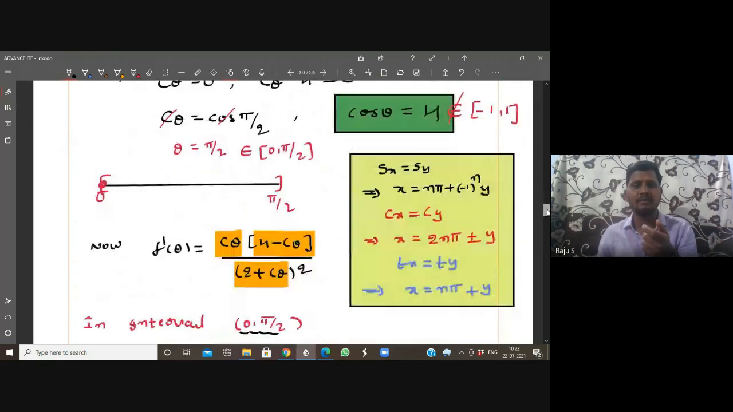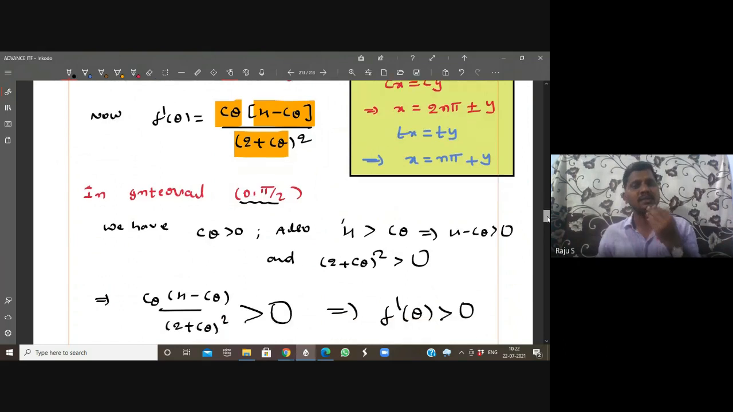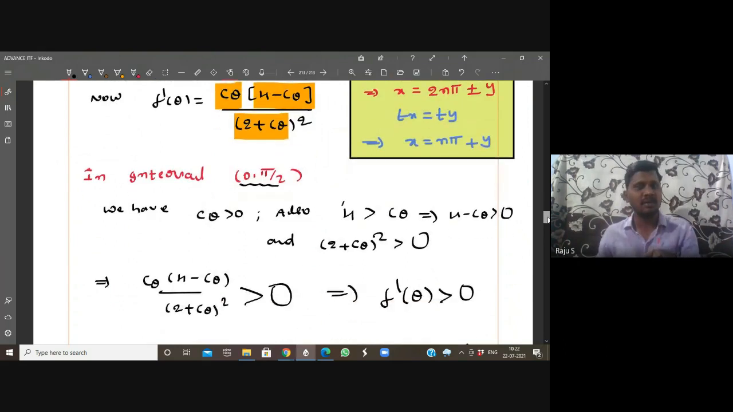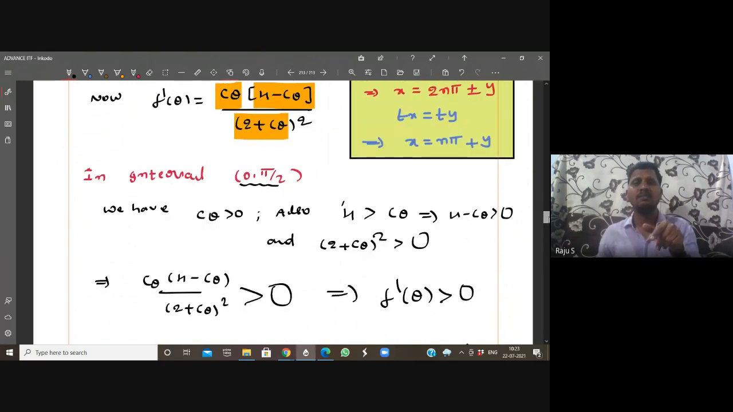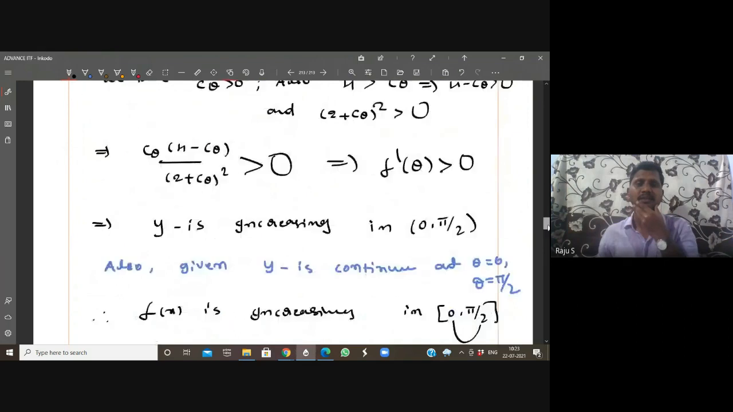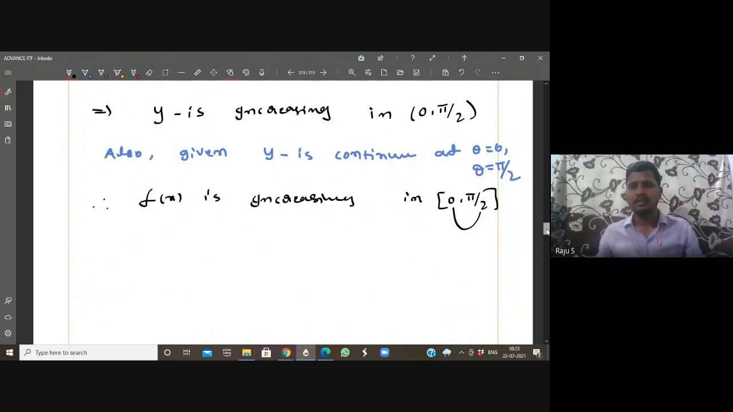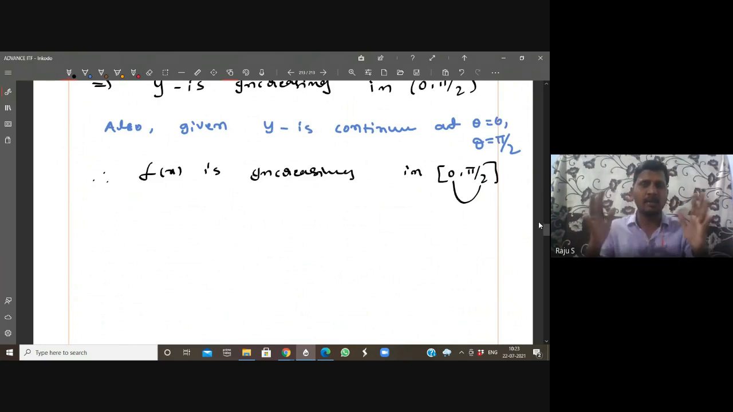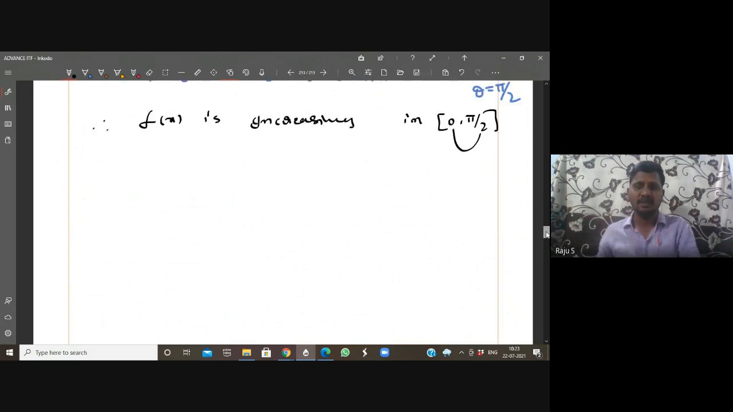The simplest form is f dash of theta equal to cos theta into 4 minus cos theta by 2 plus cos theta whole square. Cos theta is greater than 0, 4 minus cos theta is greater than 0, and the denominator is already greater than 0. With the help of this, the total value is greater than 0, which implies f dash of theta is also greater than 0. Whenever it is greater than 0, it is increasing. It is also continuous at the endpoints, so finally it is increasing in the given interval.